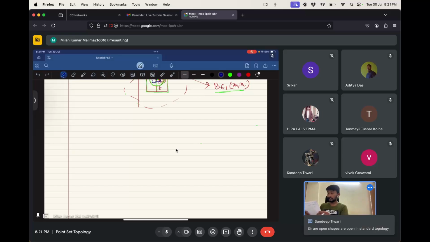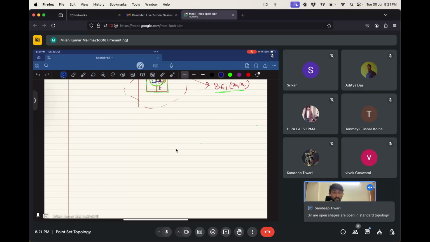The first doubt I want to address is Debargo's doubt. I think Debargo is not here. Are squares open in the standard topology? Yes, they are open. They are obviously the basis of the topology. That is called the basis of the topology. Those are the basic things.